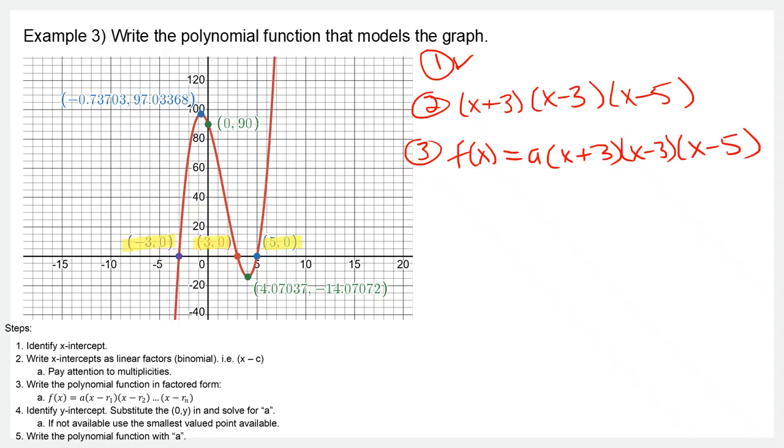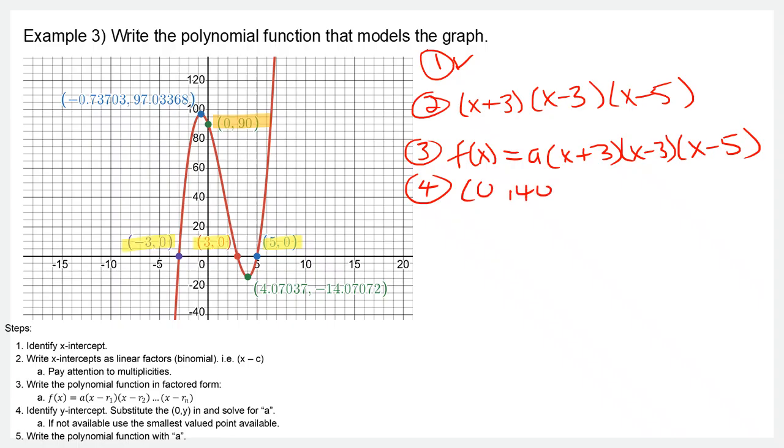Okay. After we do that, we're going to identify our y-intercept so that we can solve for our a. So going up here, our y-intercept is at, probably not the best color to choose, green on green. Let's just do orange. It's at 0, 90. So at 0, 90, that's our y-intercept. So step 4 is to identify your y-intercept or choose any other smaller value. Well, there are smaller values, but the y-intercept is ideal.